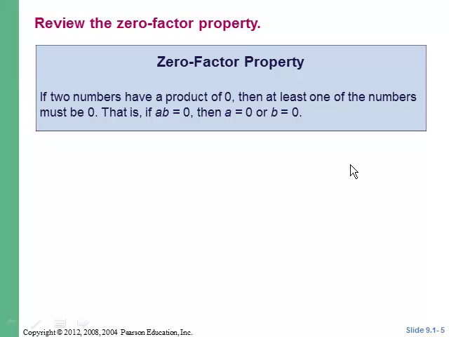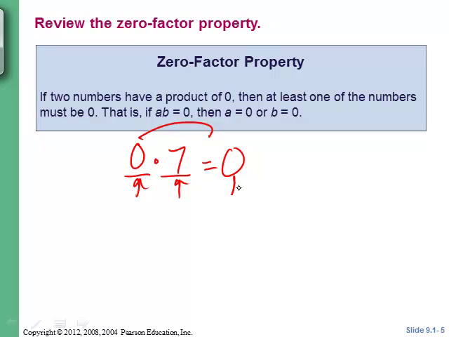Okay, what is the zero factor property? All right, I'm thinking of two numbers that when I multiply them together, I get 0. This number is 7. What's this number? Well, it's got to be 0, because when you get an answer of 0, either this number is 0, or this number is 0.